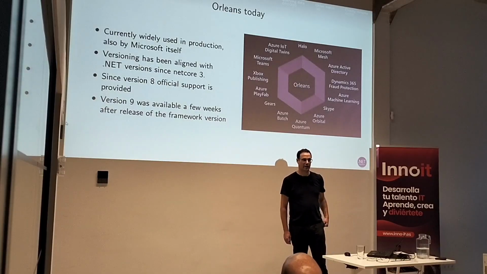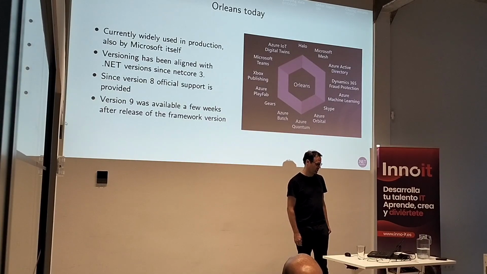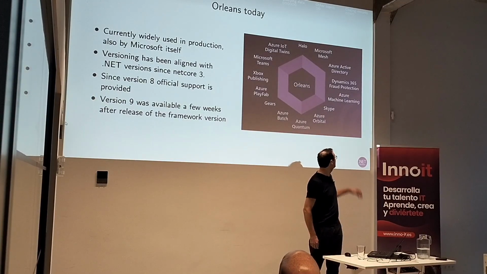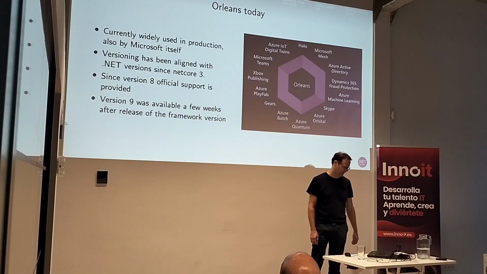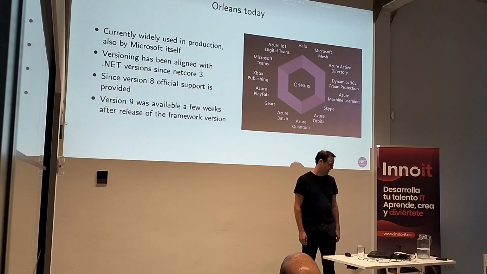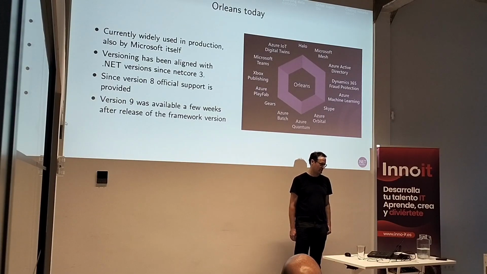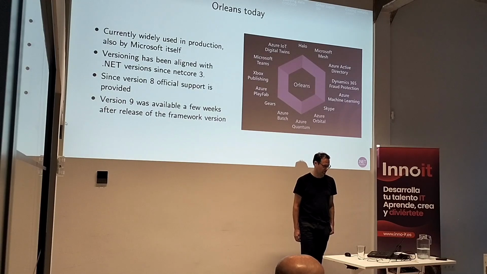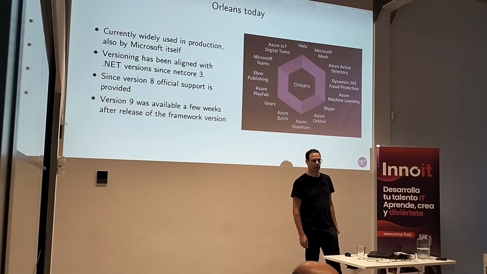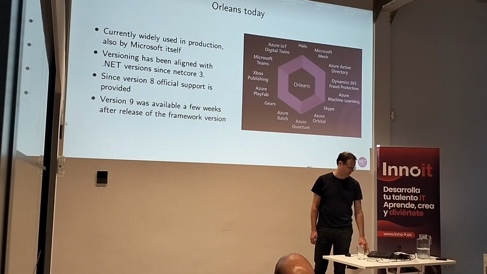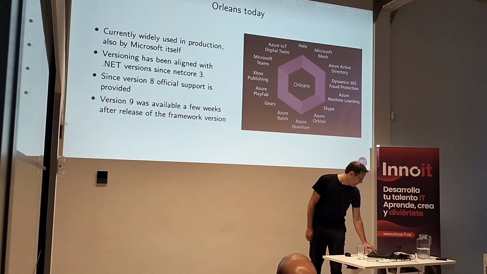So Orleans today is widely used in production, also by Microsoft itself. All these services that you see there, they run somewhere, they use Orleans in the systems. They depend in some way on Orleans. Since .NET Core 3, the versioning of Orleans has been aligned with the rest of the .NET versions. Since version 8 there is official support from Microsoft, and version 9 was released almost immediately after the framework version. So it's really becoming a first-class citizen of the .NET ecosystem.